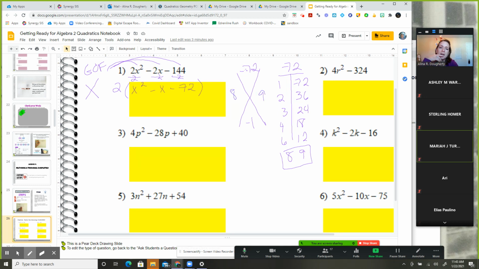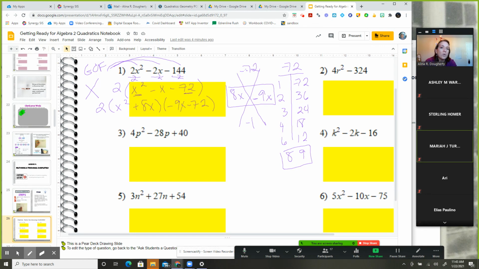Which one of them is negative? The 9. Okay. Now we're going to put everything back together with our 4 terms. So my first term is going to go first, and my last term is going to go last. And then these are my middle terms. So I need 8x and negative 9x. So plus 8x and plus negative 9x.